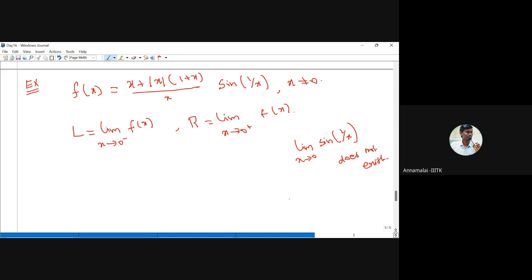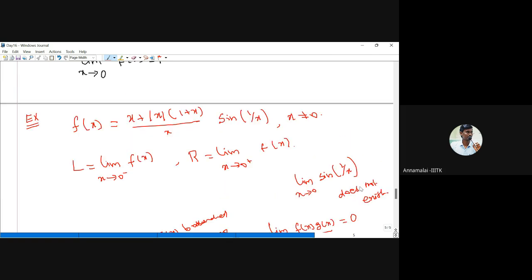But there is some theorem. Suppose we have the limit of f of x into g of x; if you study L'Hospital's rule, you can know this. Suppose one of the functions is a bounded function, and for another function the limit is 0, then the product function goes to 0. Keep that in mind. So we are going to use that idea here.